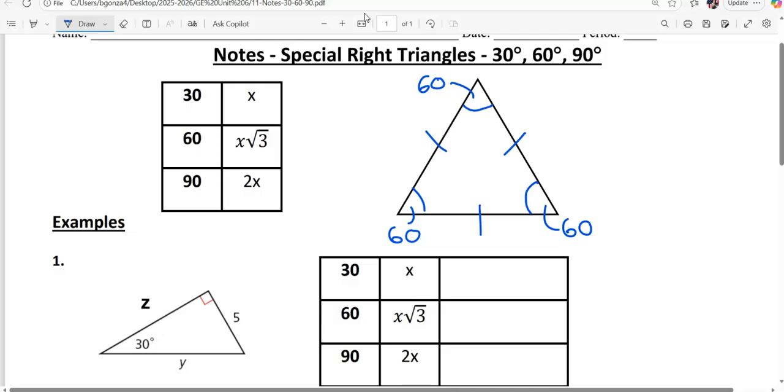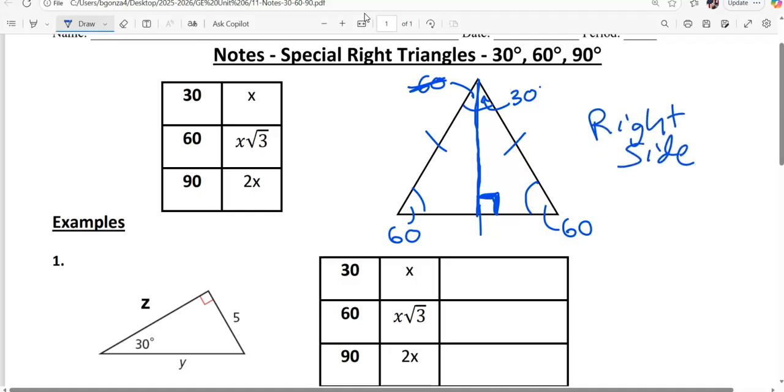Now, here's the dealio. Kind of like yesterday, remember we cut a square in half to get a 45, 45, 90? Well, we're going to cut an equilateral triangle in half to get a 30, 60, 90. Cut straight down, like a nice little altitude, which is going to make your 90. So this is 90. Here's 60. And then up here, this is half of 60. So this little half right here is 30 degrees. I'm just looking at the right side. The right side of this equilateral triangle is now a 30, 60, 90 triangle.